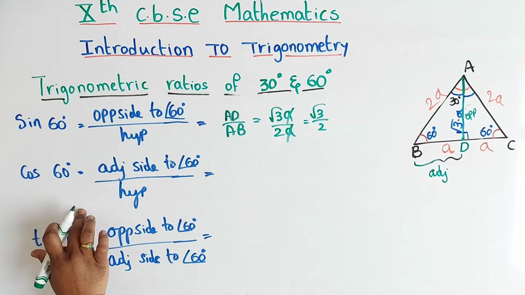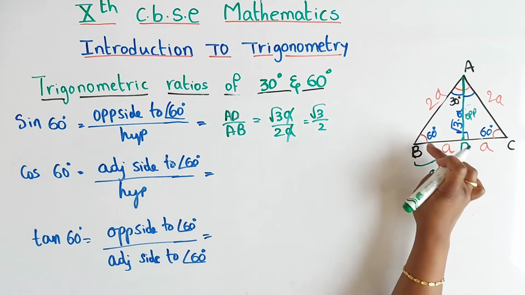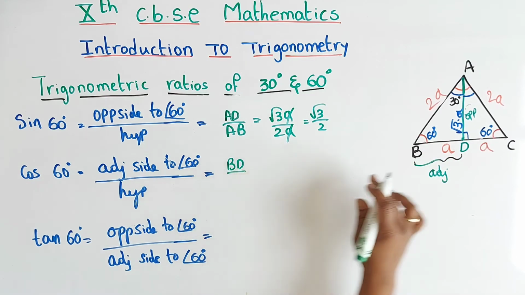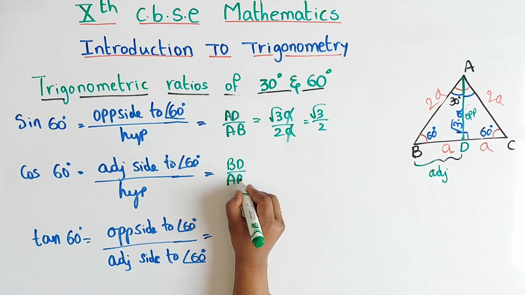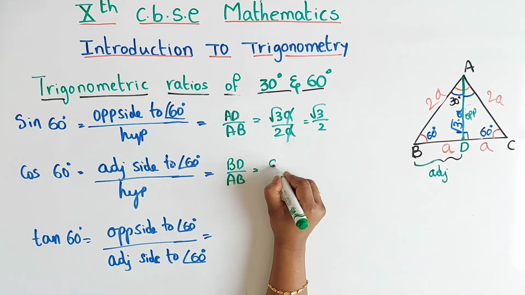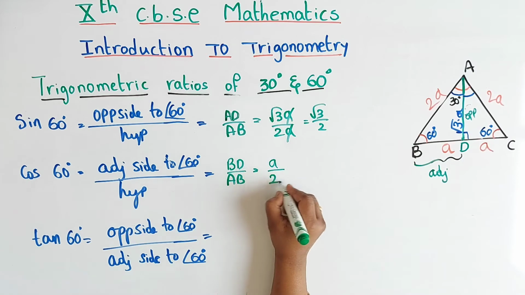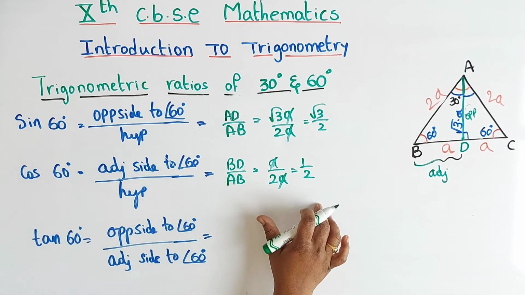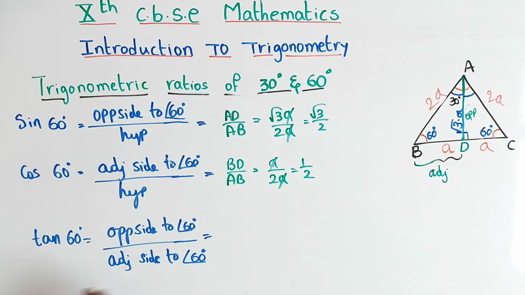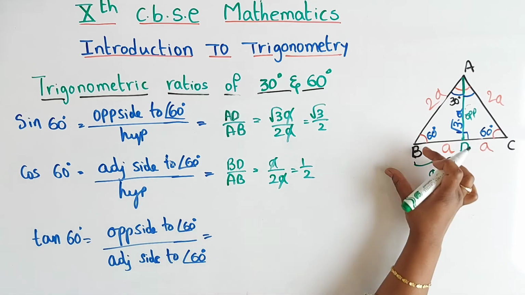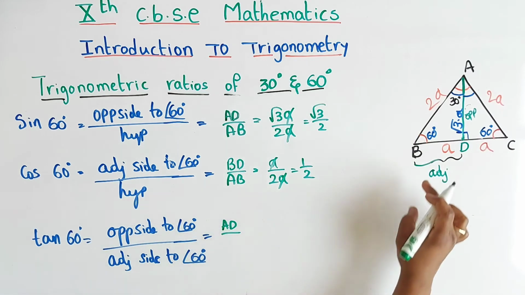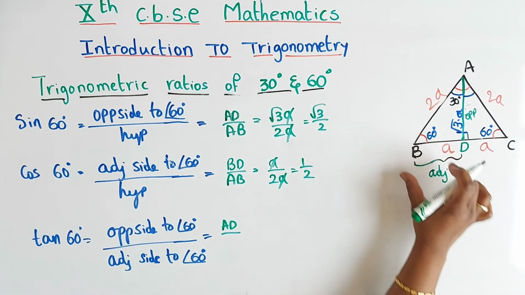Now cos 60 degrees, adjacent side to 60 degrees. This is 60 and this is adjacent. That is BD divided by hypotenuse AB. BD value we know, A, by here 2A. So A and A will get cancelled, 1 by 2 here. Cos 60 is 1 by 2. Now tan 60, children, opposite to angle 60. Opposite to angle 60 is AD divided by adjacent. Adjacent to angle 60 is BD.